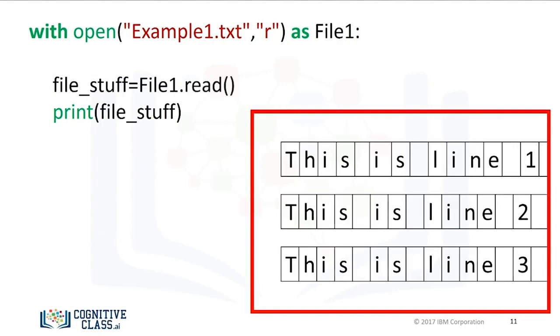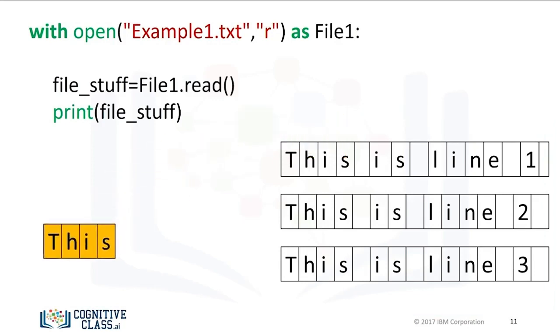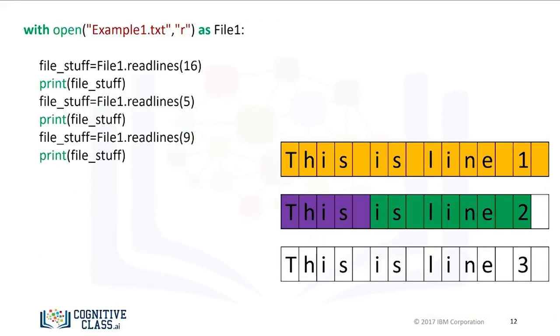We can specify the number of characters we would like to read from a string as an argument to the method readLines. When we use a 4 as an argument in the method readLines, we print out the first 4 characters in the file. Each time we call the method, we will progress through the text.